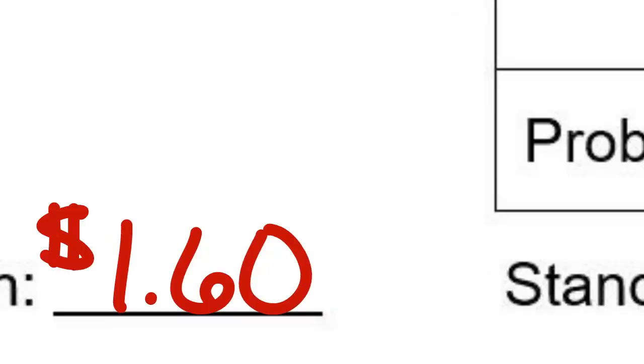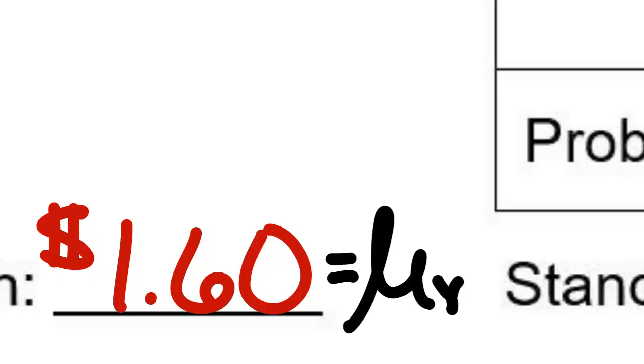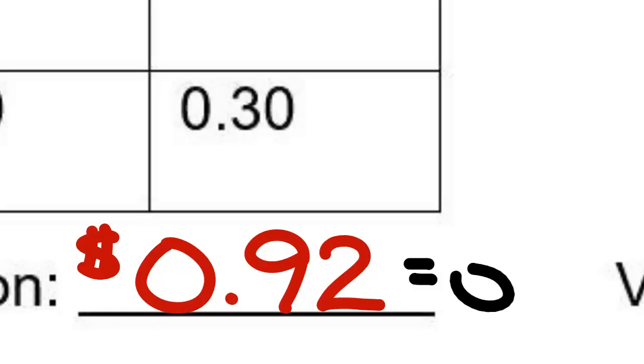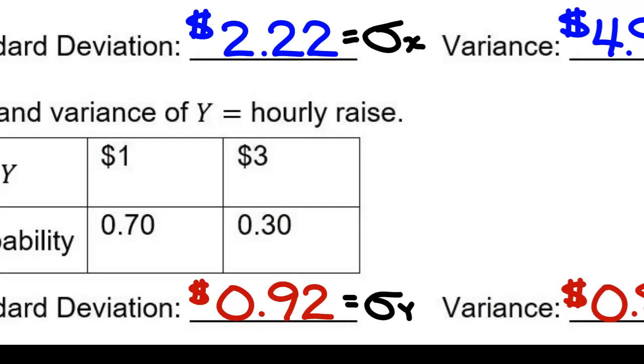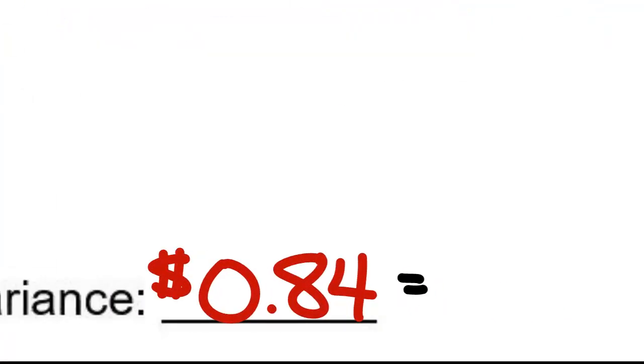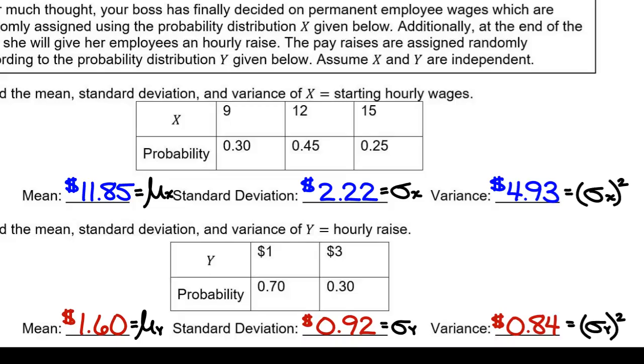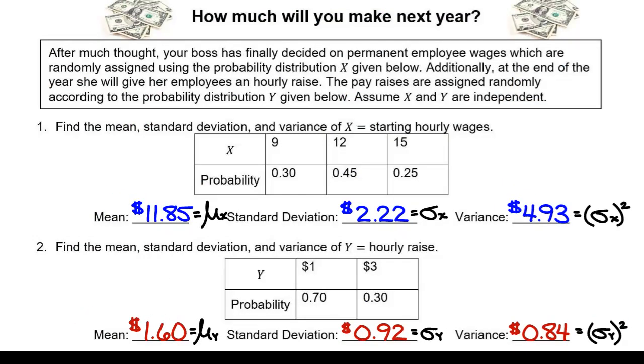And then for y, the mean was $1.60, so that would be my mean of y, mu of y. Standard deviation is 92 cents, so that's sigma of y. And then my variance is sigma of y squared, and you should have gotten about 84 cents for that. If you took it out to more than 2 decimal places, that's perfectly fine. I rounded to 2 decimal places here since we were talking about money. That's what made sense in this context. So far, so good?